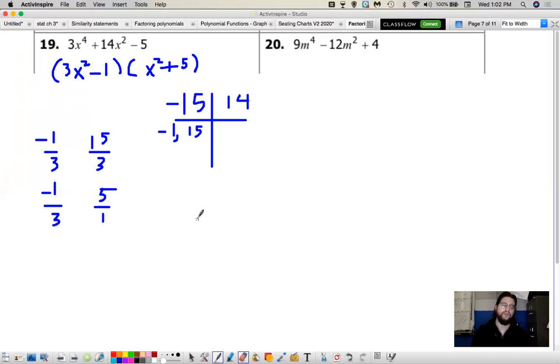Okay, let's check it out. Make sure it worked. 3x squared times 5. 15x squared. Okay. Negative 1 times x squared minus x squared. 15 minus 1 is indeed 14x squared. We're good. And they didn't trick me on this one. That's not a difference of squares because that 3 is not a perfect square now, is it? If that would have been like a 4 or 1 or something, then yeah, it would have worked, but it doesn't. Move on to the next one.